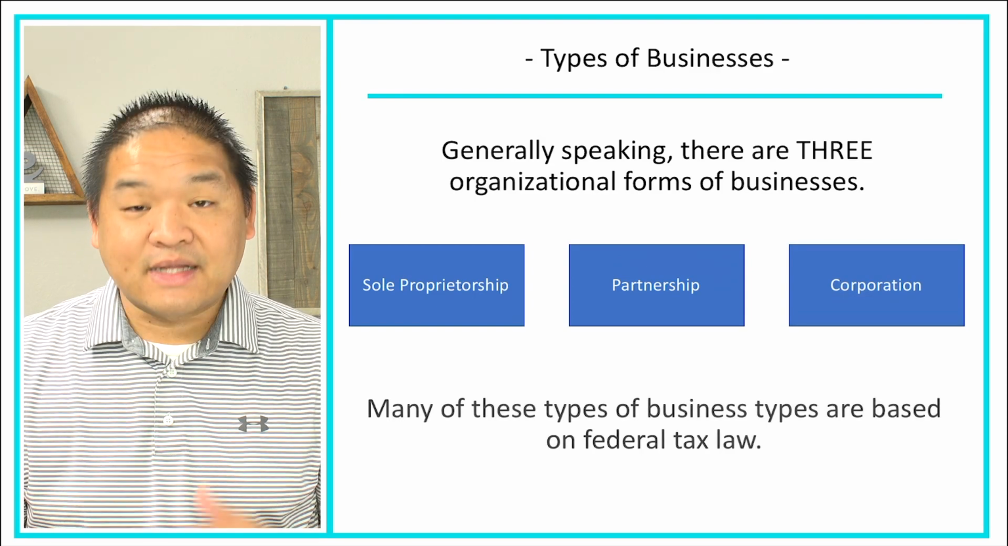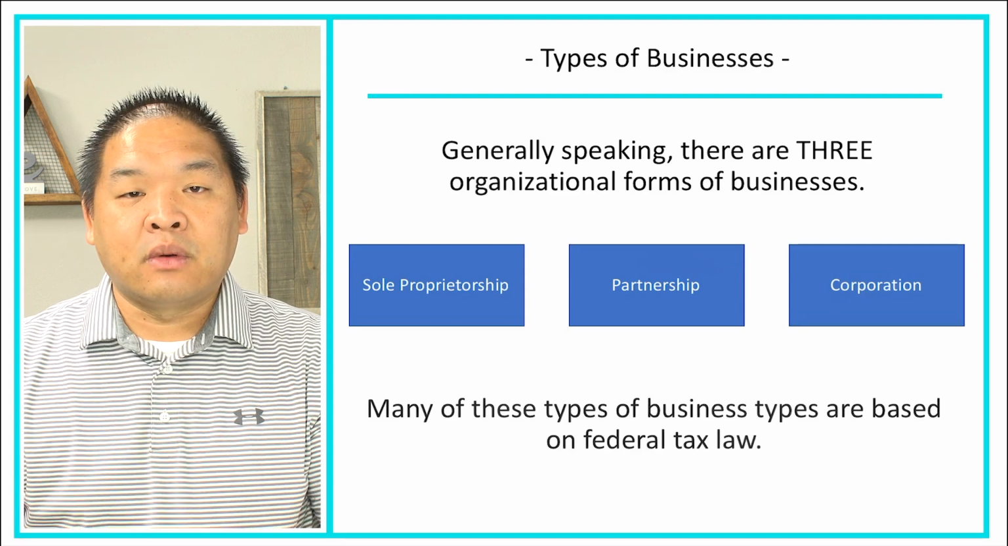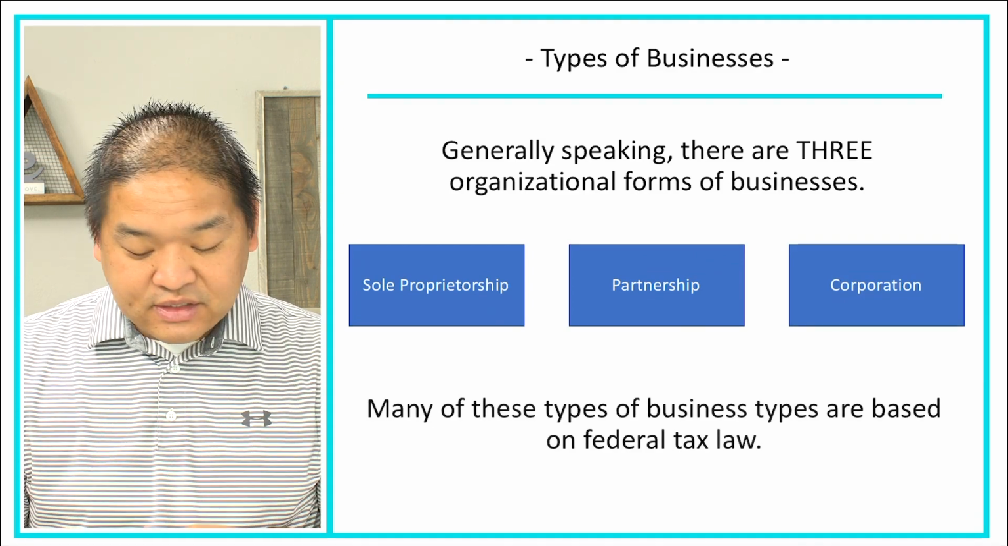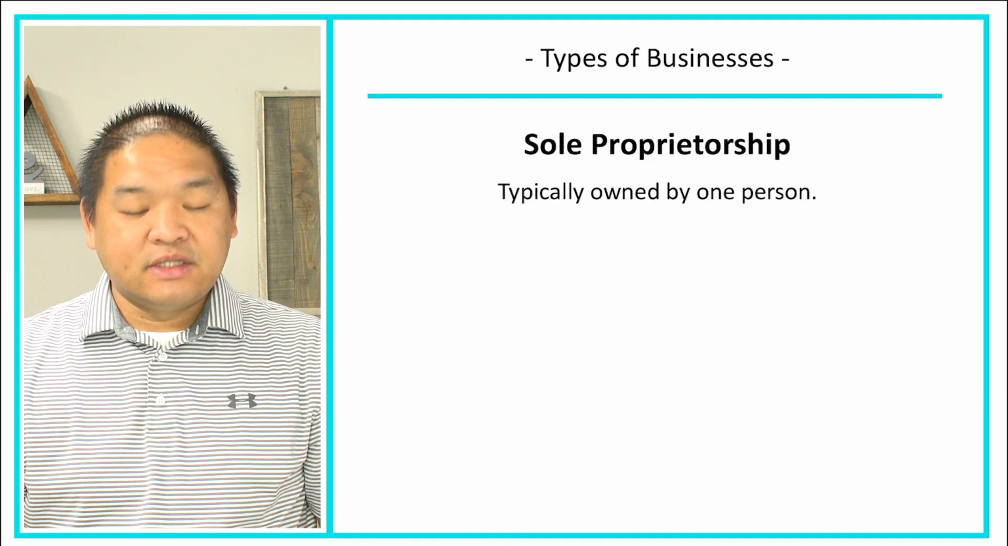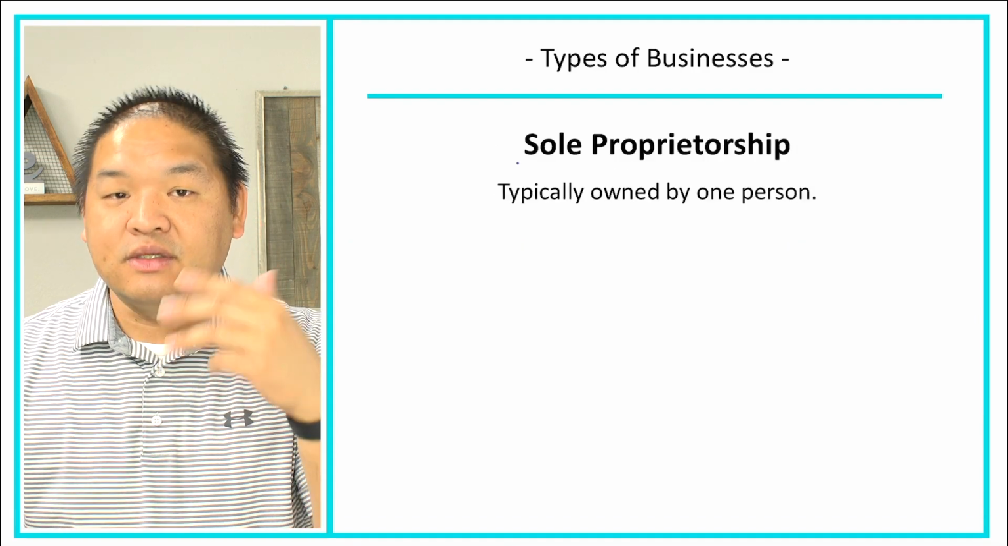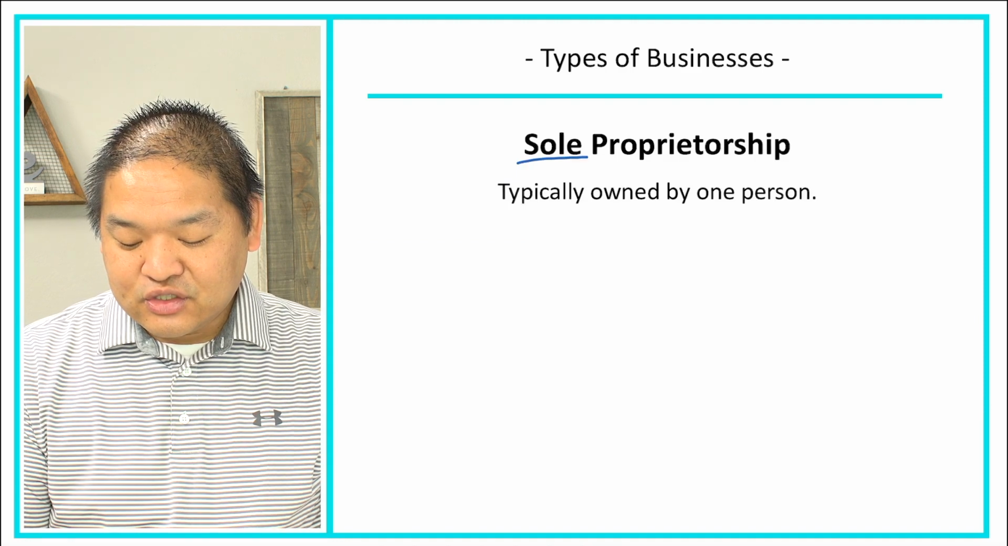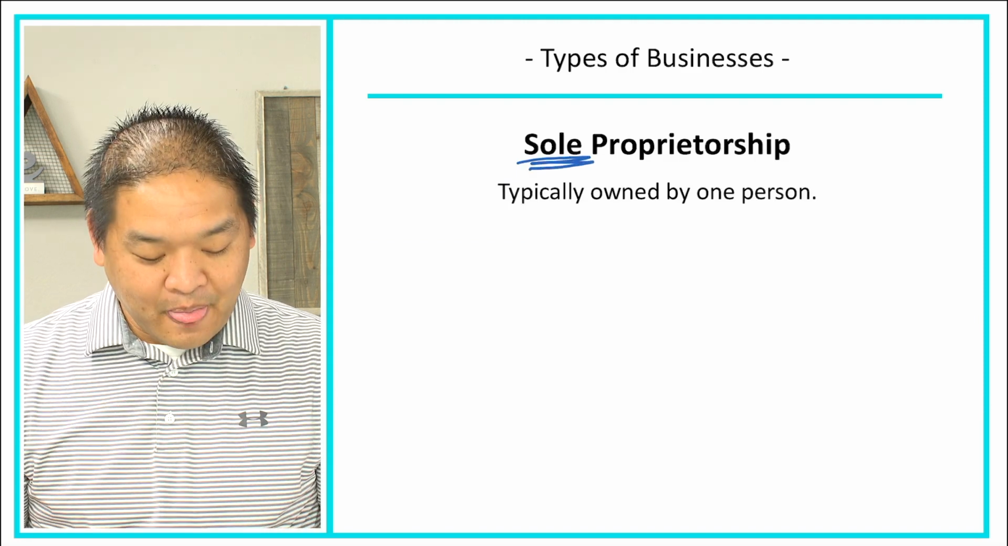So remember, bringing back tax into all of this, that's kind of where we get these terms here. All right, let's talk about each one of these. Sole proprietor, typically owned by one person. Keyword here is sole proprietorship.